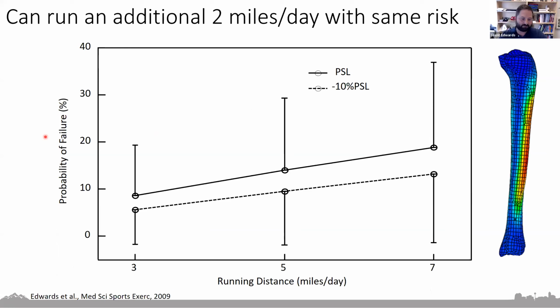We do this musculoskeletal modeling approach to quantify the strains in the tibia. And then we take it a step further and we quantify the risk of stress fracture, or the probability of failure, accounting for repair and adaptation. And what the model suggested is that if you do decrease your stride length by 10%, you can in fact run an additional 2 miles per day and maintain about the same risk of getting a stress fracture.